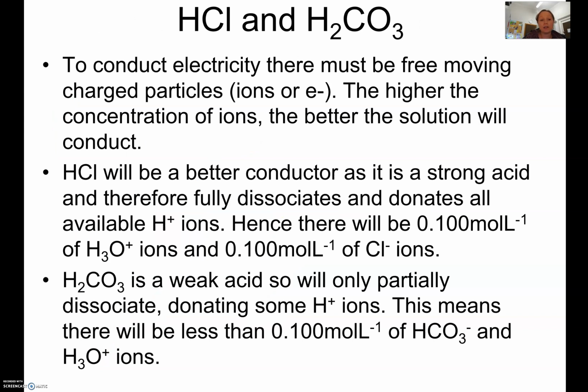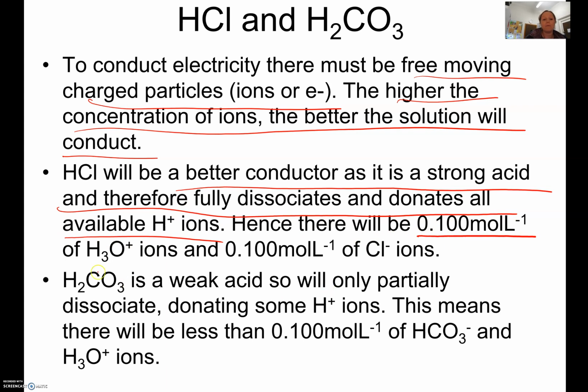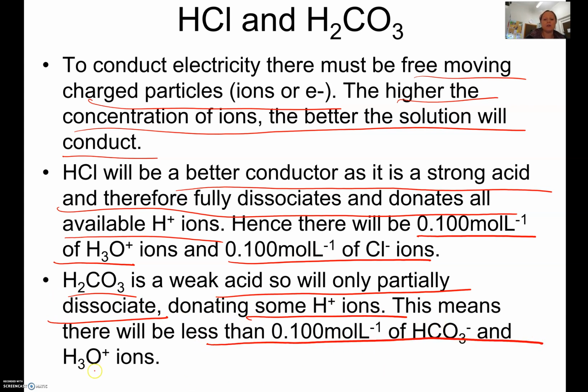So first of all, if you were to answer this question, you'd give a definition of conducting. So to conduct electricity, there must be free moving charged particles, ions or electrons. The higher the concentration of ions, the better the solution will conduct. HCl is a better conductor as it is a strong acid, therefore fully dissociates and donates all available H plus ions. Therefore there'll be 0.1 mole concentration of H3O plus and 0.1 mole concentration of Cl minus ions. H2CO3 is a weak acid, so will only partially dissociate, donating some of its ions. This means there'll be less than 0.1 mole of HCO3 minus and less of H3O plus. So that would be a perfect answer up to the highest level for that one.